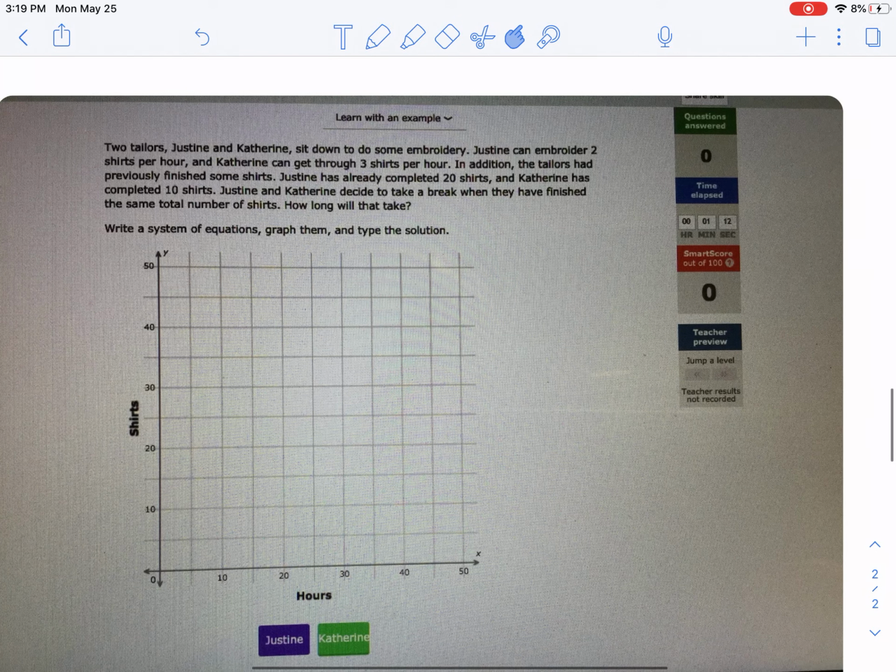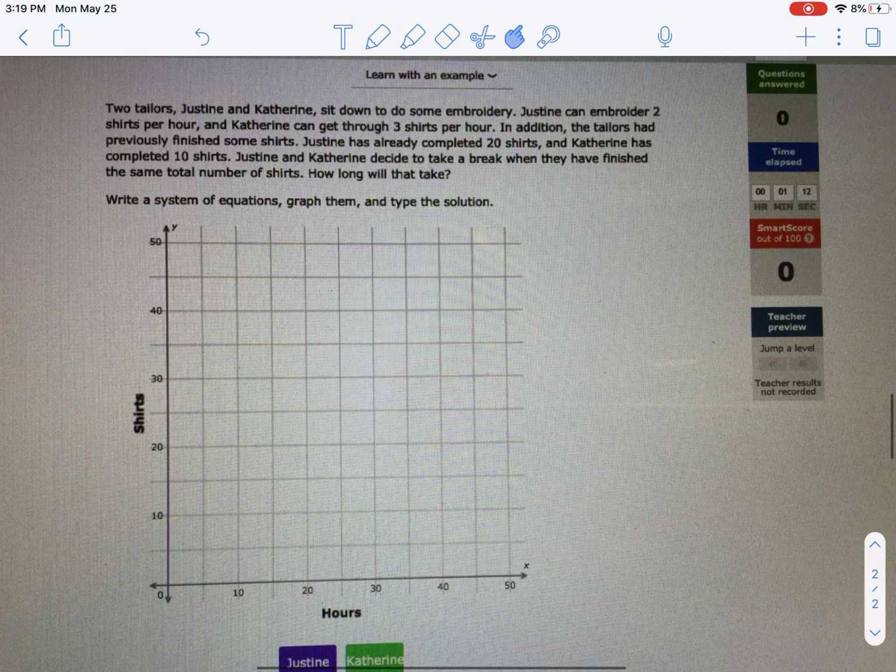Okay, we'll take a look at another question here. Again, we're looking to find where two lines cross, and we're going to have a starting value for one and a growth value as well. So it says two tailors, Justine and Catherine. Tailors are people who make clothes, and they sit down to do some embroidery. An embroidery is a kind of sewing. So Justine and Catherine are going to sit down and do some sewing. It says Justine can embroider or sew 2 shirts an hour, and Catherine can get through 3 shirts an hour. In addition, the tailors had previously finished some shirts.